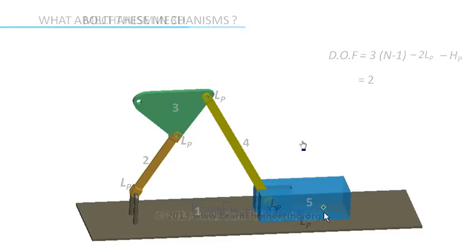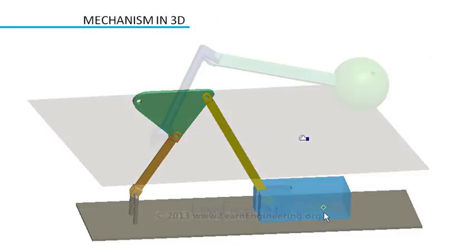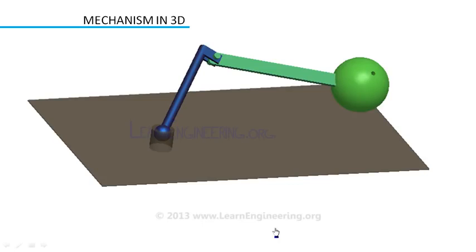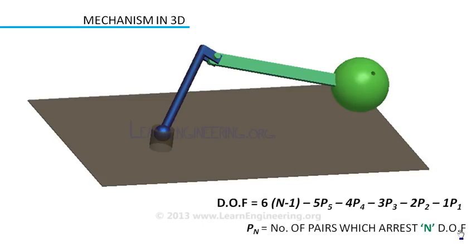If the mechanism is 3-dimensional in nature, you could easily derive an equation for mobility, using the same concept. The main thing here will be determination of the nature of the pair.